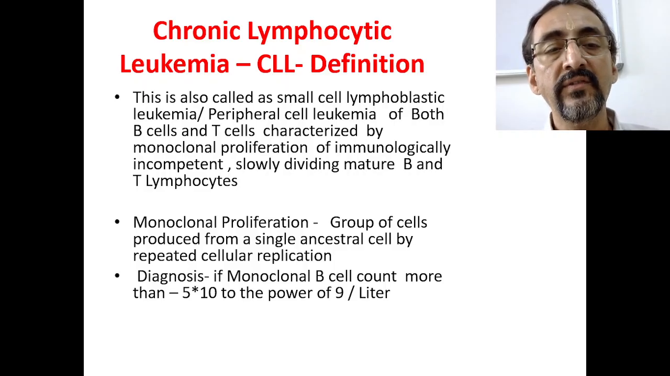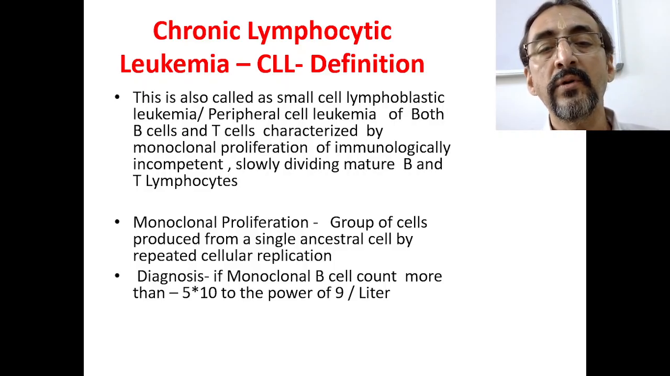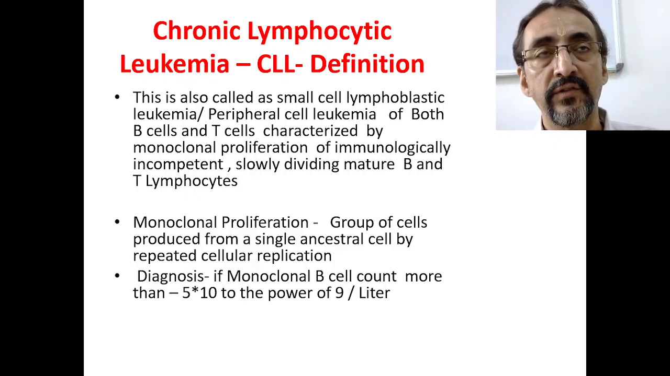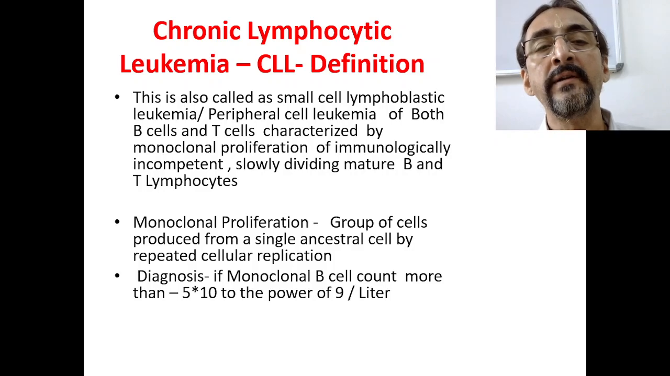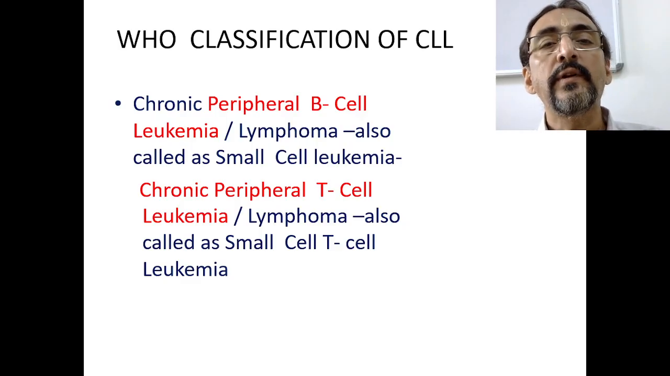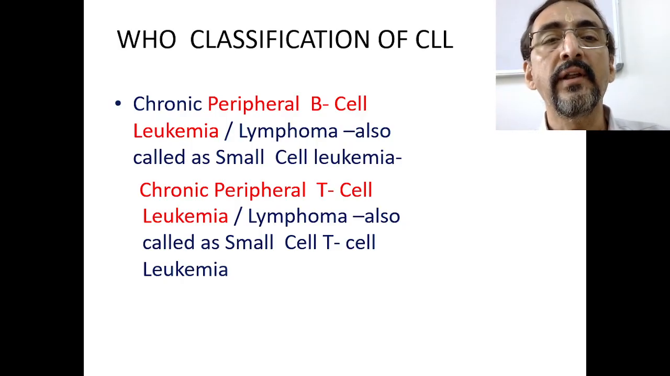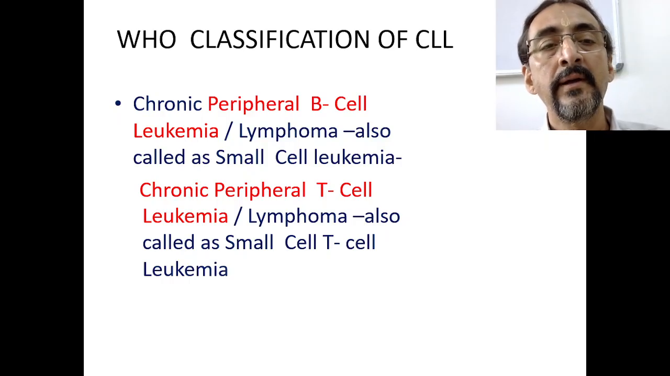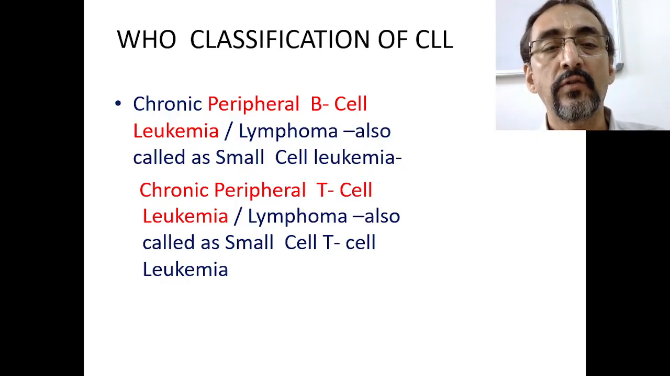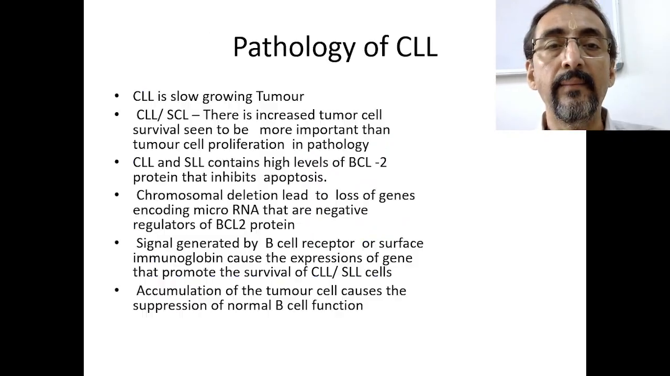How to do the diagnosis of this? Monoclonal proliferation: if the monoclonal B cell count is more than 5 into 10 to the power of 9 per liter, then it is called monoclonal proliferation. So this monoclonal proliferation is one of the important points in chronic lymphocytic leukemia. WHO classification of chronic lymphocytic leukemia is chronic peripheral B cell leukemia or lymphoma, also called small cell leukemia, and chronic peripheral T cell leukemia or lymphoma, which is also called small cell T cell leukemia.